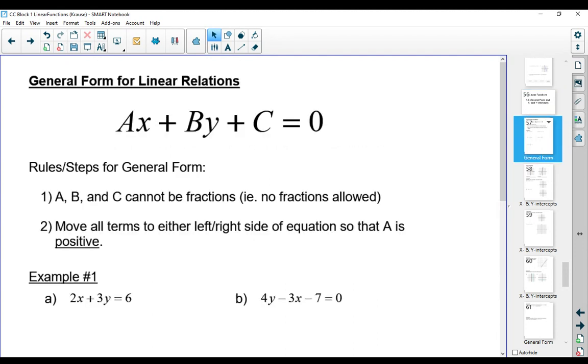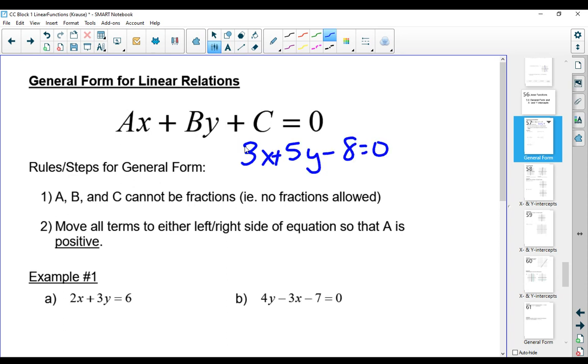So we'll start by looking at the general form of the equation for linear functions. And that equation is ax plus by plus c equals 0. So an example of that might be 3x plus 5y minus 8 equals 0. We look at that equation, the a would be 3, the b would be 5, and the c would be negative 8. So it's important that you look at the sign that goes in front of the number when you're labeling your a, b, and c.